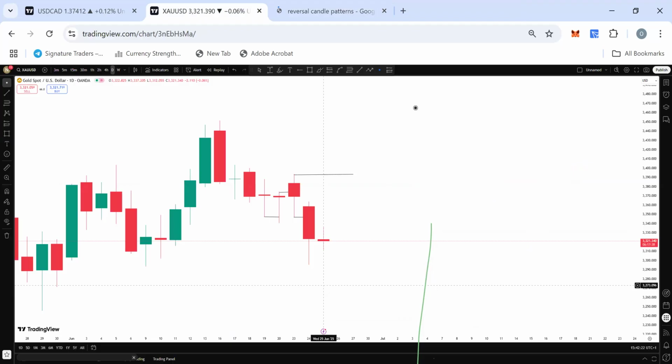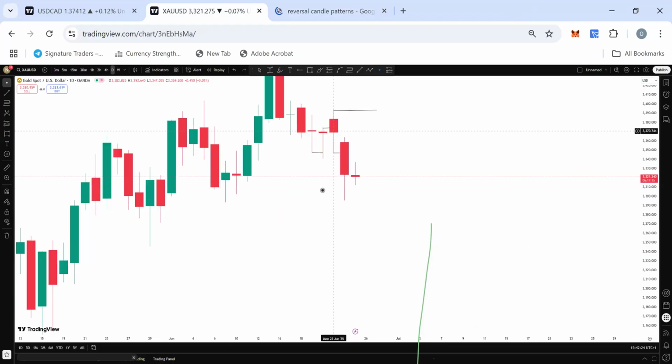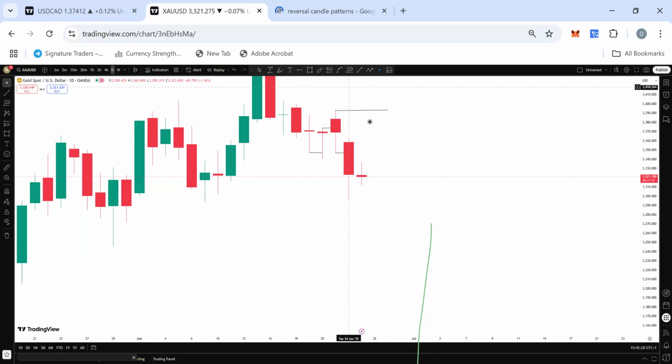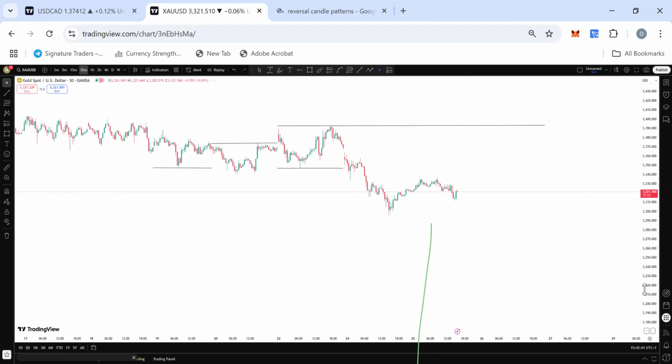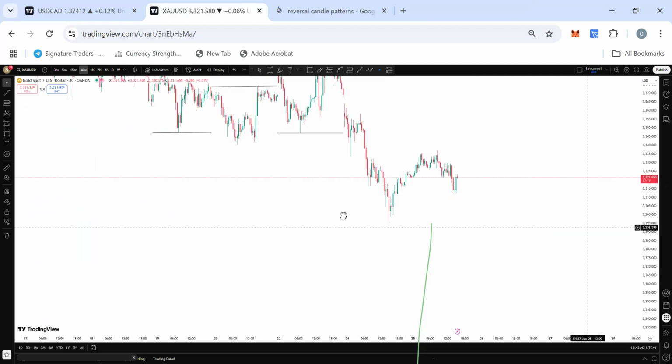This is Monday. After Monday created the reversal candle, what are we expecting on Monday? We're expecting for price to sell, even when the structure is actually okay. Because if you check on Monday, you see something here.